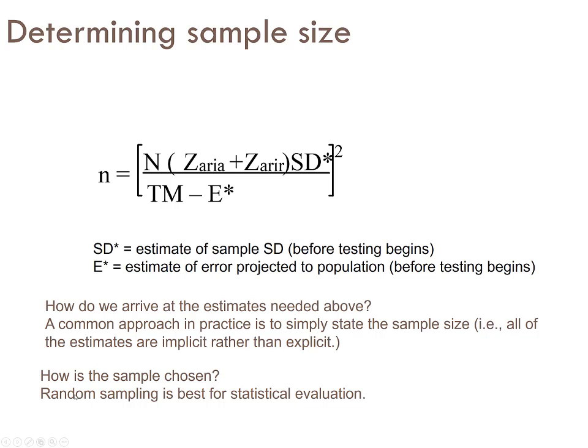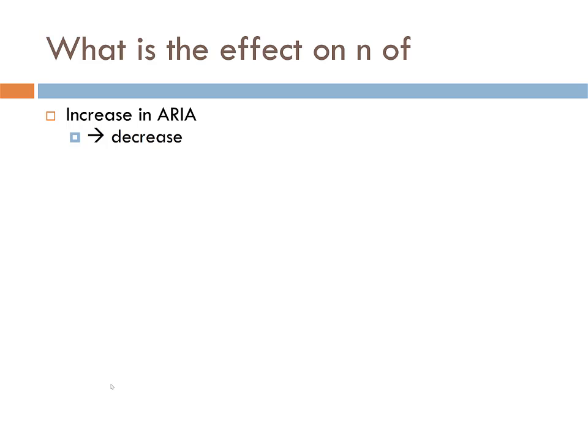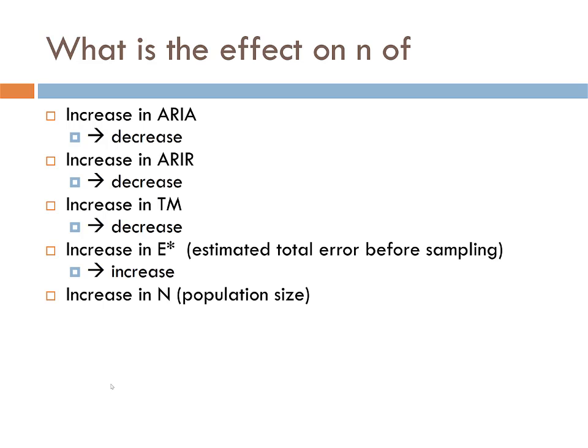How is the sample chosen? Remember all those probabilistic sampling techniques we talked about back in attribute sampling. We would have to do it randomly or with an interval with a random start point, those types of techniques. So this is an important part of Chapter 17, just going through and figuring out what happens to sample size if I increase AREA or increase tolerable misstatement or increase the population size.